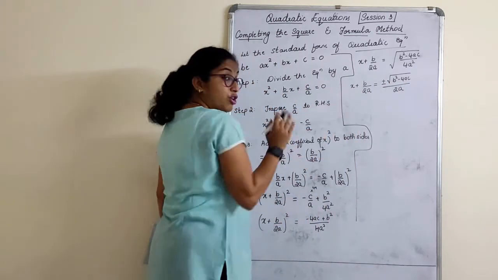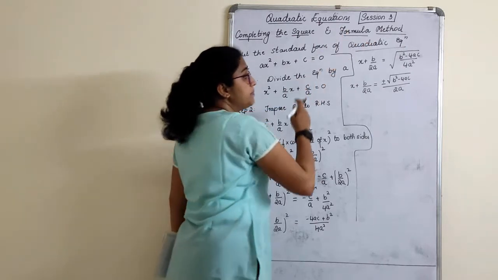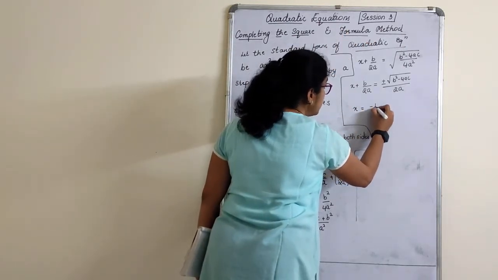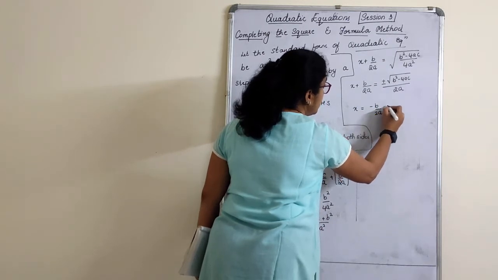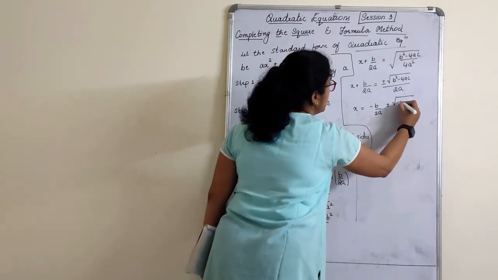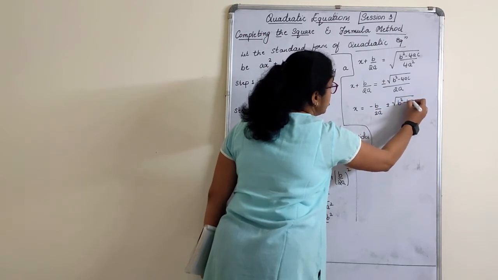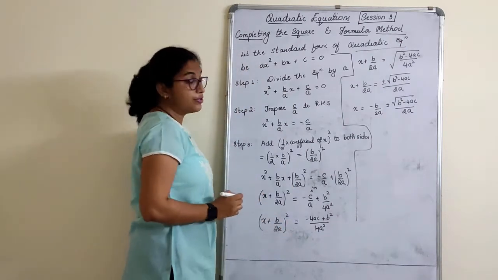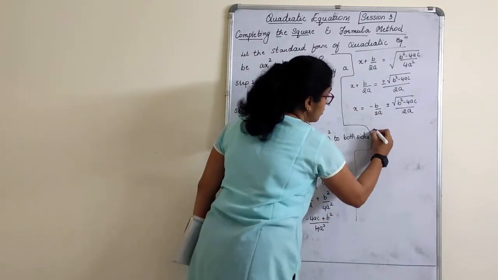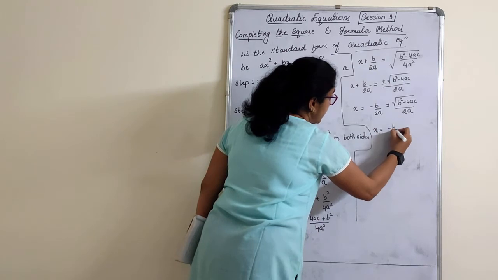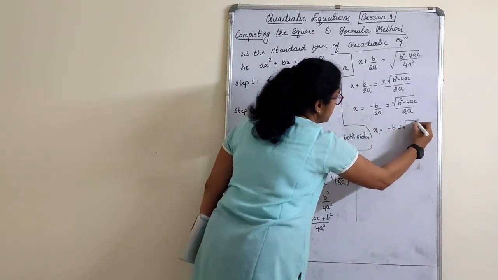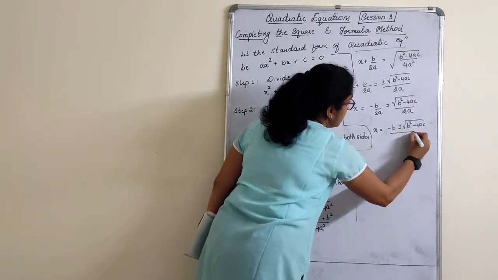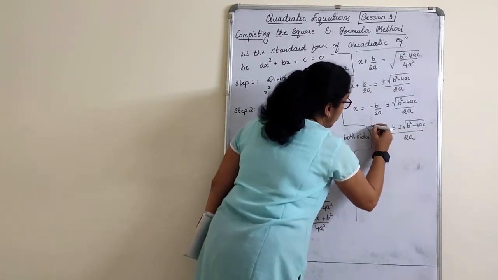Okay. We want to find the value of x here. Shift b by 2a to the other side. x is equal to minus b upon 2a plus or minus root of b square minus 4ac upon 2a. Right? So, finally, 2a is common here. x is equal to minus b plus or minus root of b square minus 4ac upon 2a.